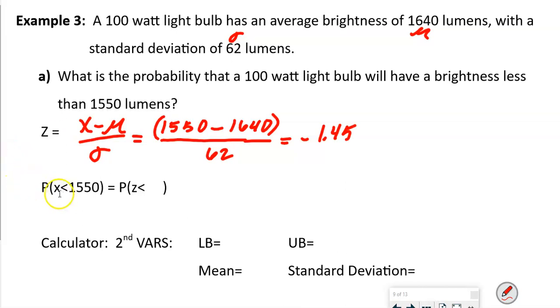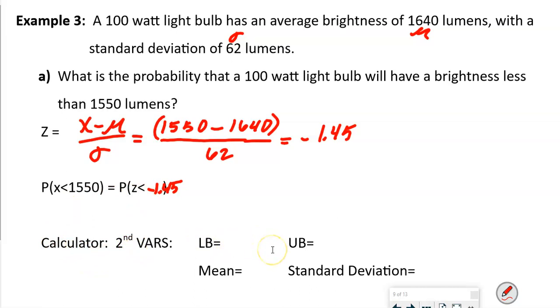So our probability is that x is less than 1550, so our z-score is going to be less than what? Our negative 1.45. I probably should move that over a little bit. Okay, so when we calculate this, we can calculate this in the calculator.